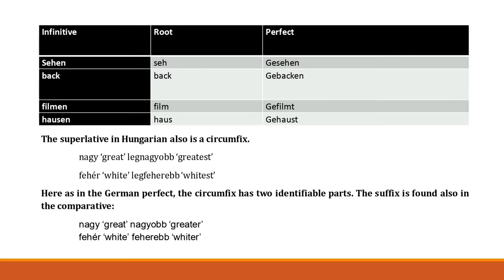The superlative in Hungarian is also a circumfix. Nagy, great, legnagyobb, greatest. Fehér, white, legfehérebb, whitest. Here, as in the German perfect, the circumfix has two identifiable parts. The suffix is found also in the comparative.